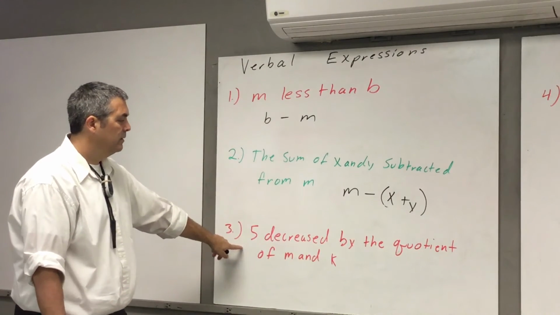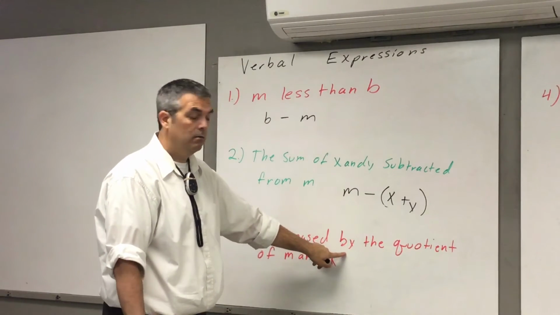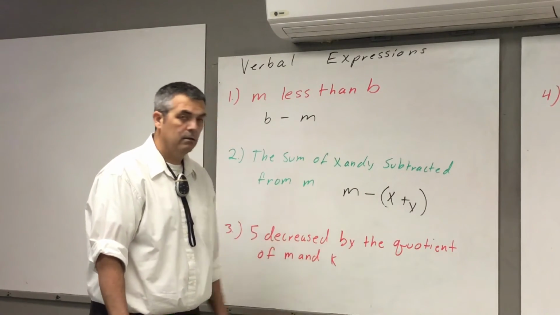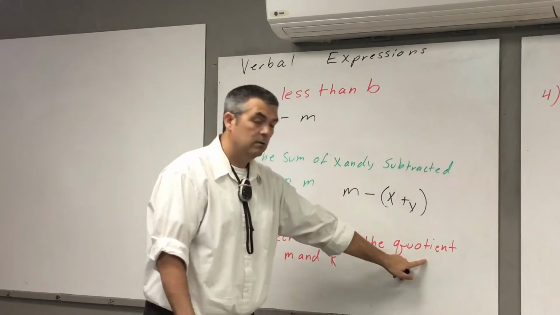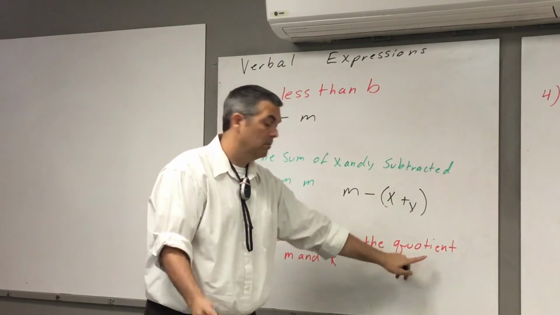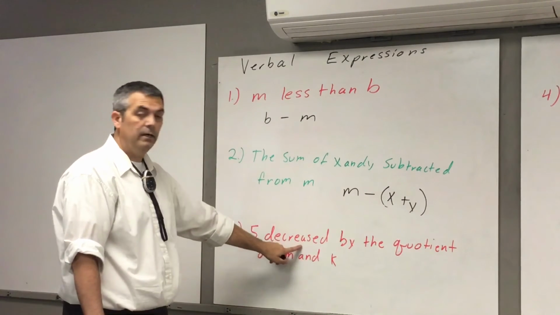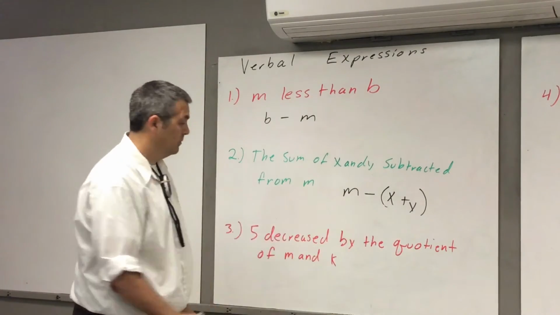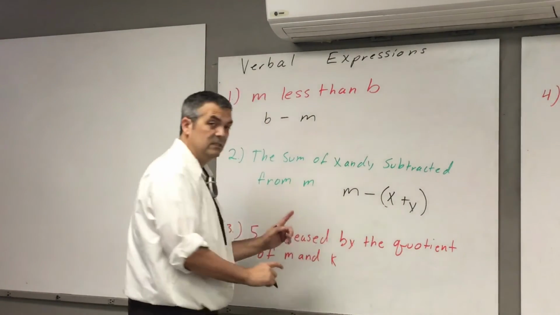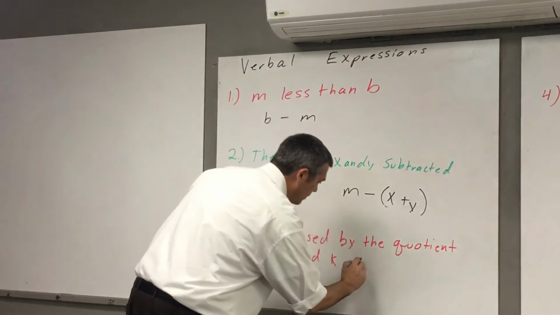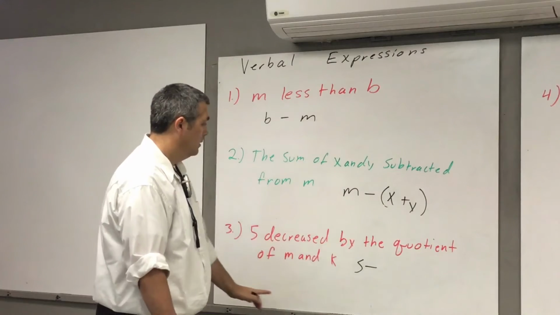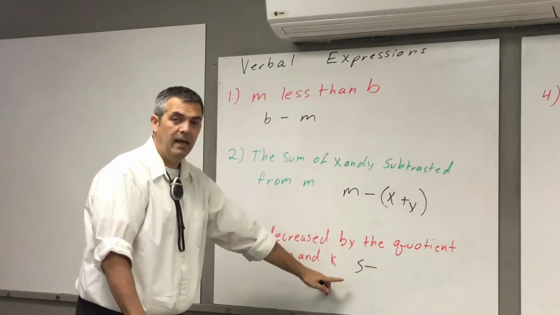5 decreased by the quotient of M and K. So quotient, the answer to a division problem. Decreased by, subtraction. So 5 is going to get decreased by this amount. So 5, you see how this is different than what we did up here? Look, 5 minus the quotient of m and k.